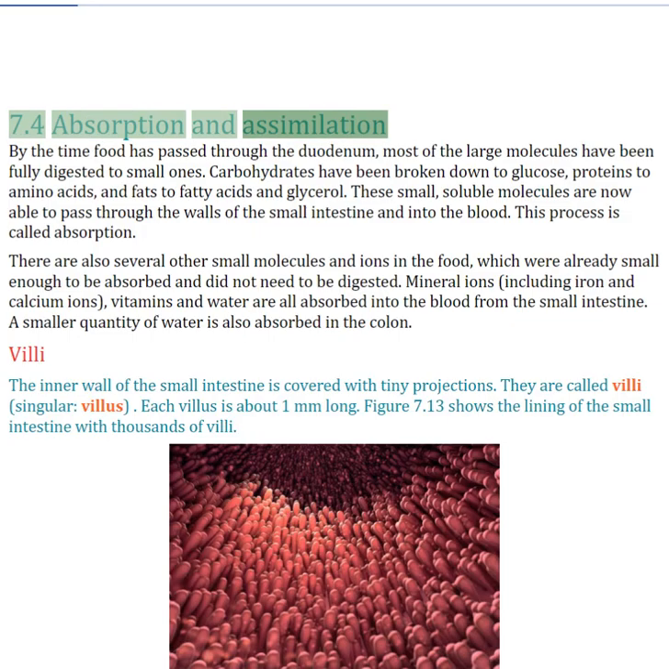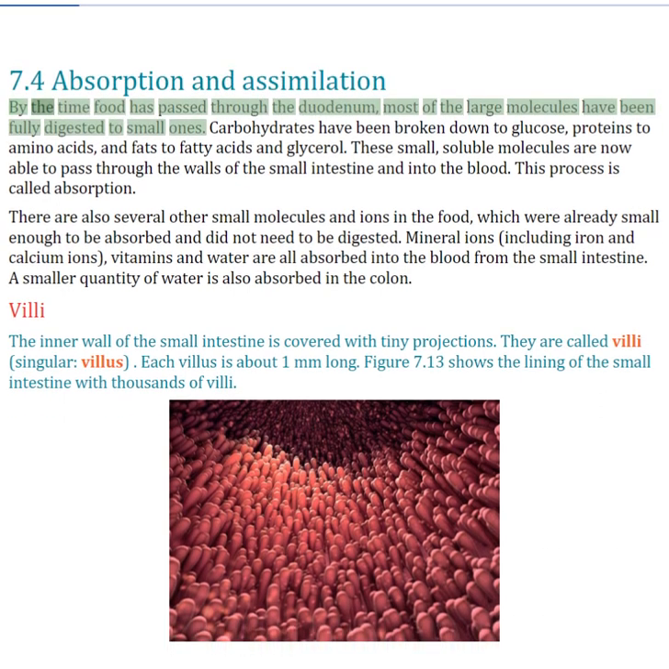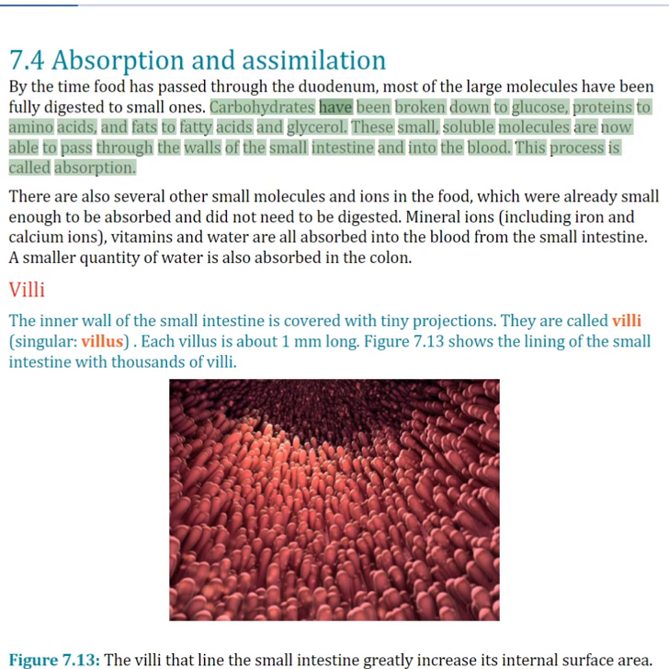7.4 Absorption and Assimilation. By the time food has passed through the duodenum, most of the large molecules have been fully digested to small ones. Carbohydrates have been broken down to glucose, proteins to amino acids, and fats to fatty acids and glycerol. These small, soluble molecules are now able to pass through the walls of the small intestine and into the blood. This process is called absorption.